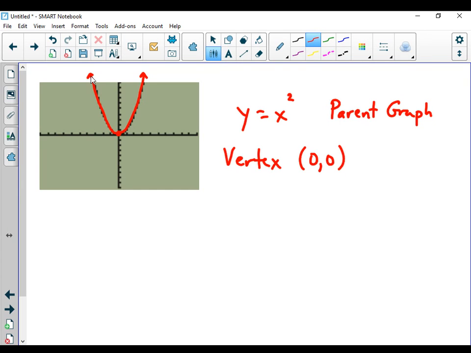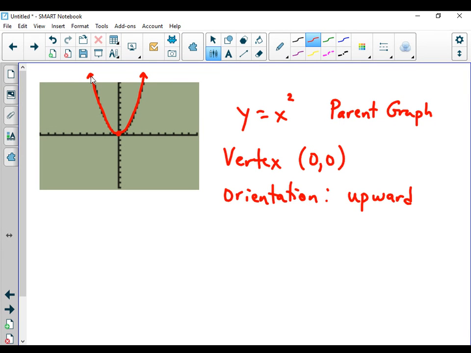Something else that we're going to look at is what we'll call the orientation of the graph. Well, the orientation is essentially which direction is it opening? Is it opening upward? Is it opening downward? Well, obviously, for our parent graph, that's going to be opening upward. So that's something else that we'll pay attention to.